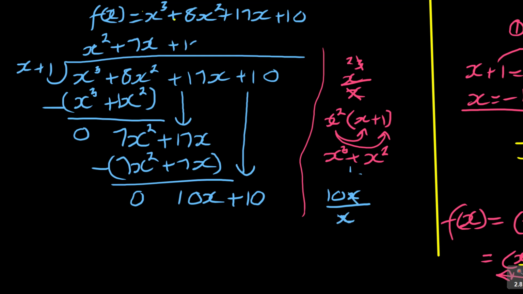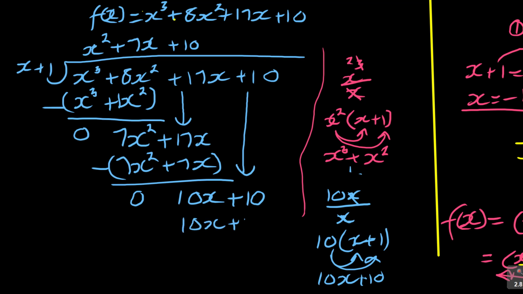So it's plus 10. Then 10 times x plus 1, which is 10x plus 10. So here you have got 10x plus 10. What do you do? Rule off, subtract, put a bracket. 10x minus 10x is 0, 10 minus 10 is 0. So at the end, that's where it ends.